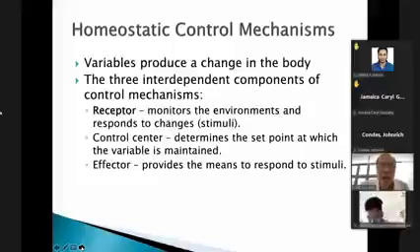And I hope that you have established the fundamental principles, the fundamental concepts in physiology revolving around homeostasis and dynamic equilibrium.